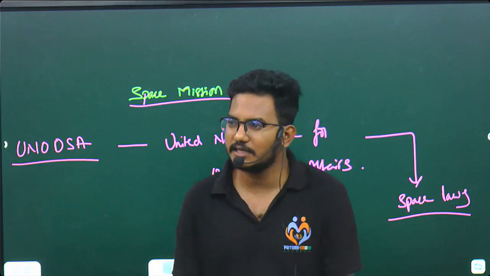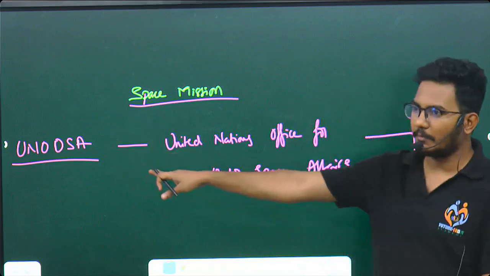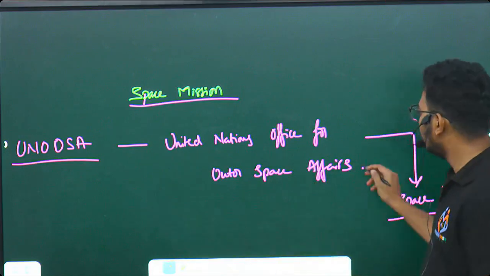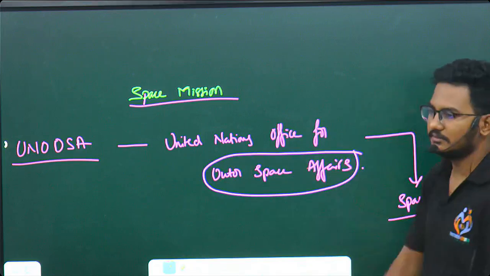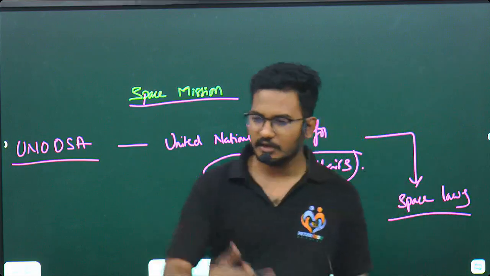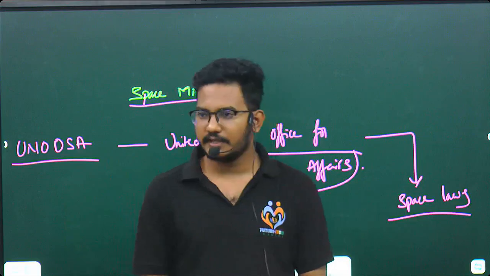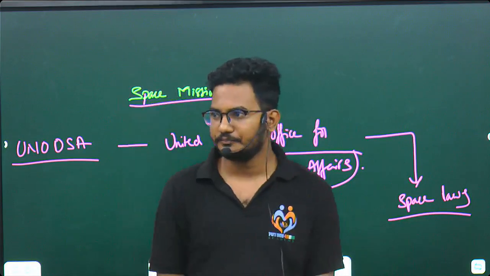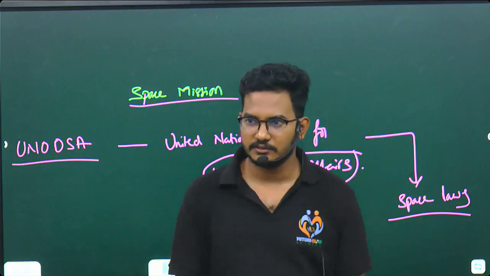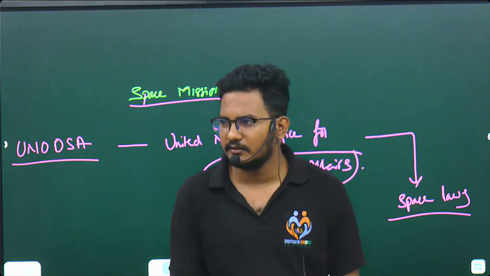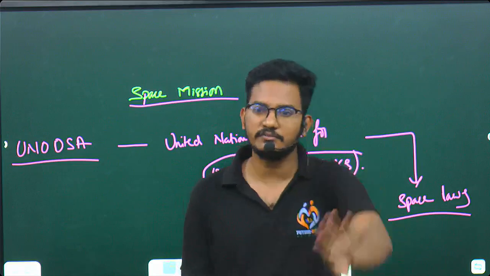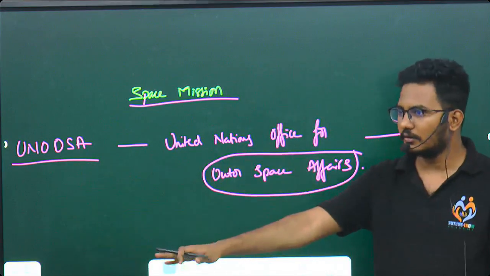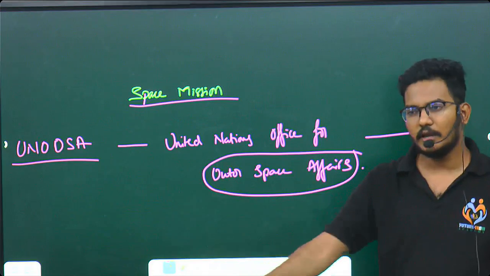But whenever this comes into your paper, this is an agency. What will it do? It will look into space affairs. Let's say we are trying to launch a launch vehicle. It has become an accident and it has gone to Pakistan, and there it killed 4-5 persons. This is not intentionally done, right? So in these cases, negotiations will be done here. We haven't done it intentionally. It happened, so we are ready to pay the compensation.